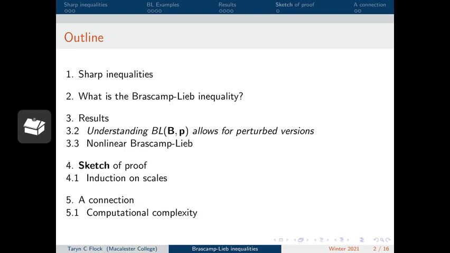And then we'll take a look at the statement of the nonlinear Brascamp-Lieb inequality, as well as a moral perspective on the fact that understanding the constant in the inequality allows us to prove stronger versions. I'll say just a few words about the proof, and probably even fewer words about a connection to computational complexity.